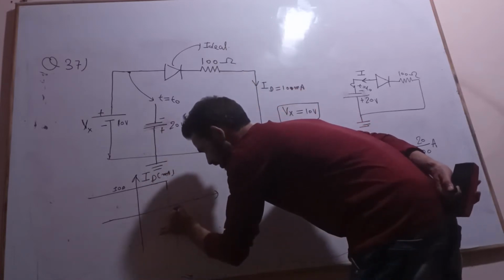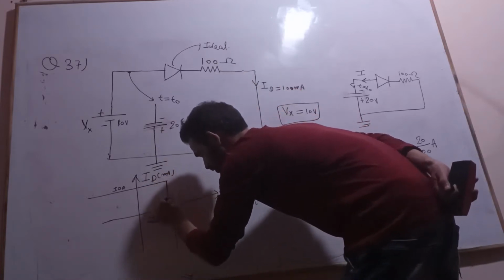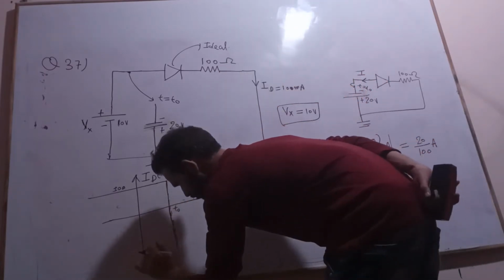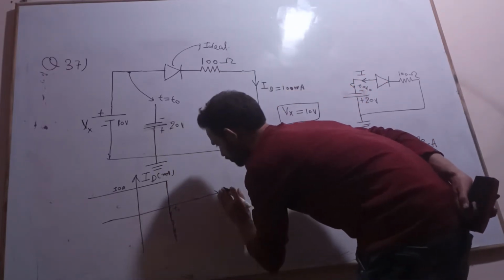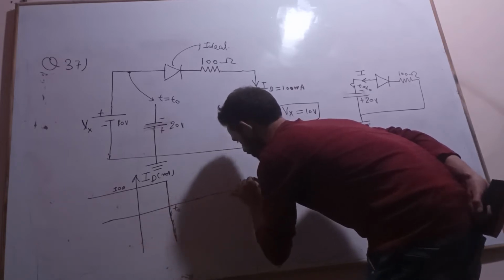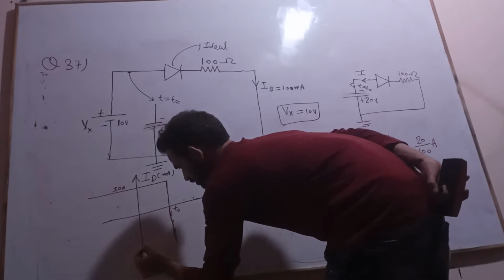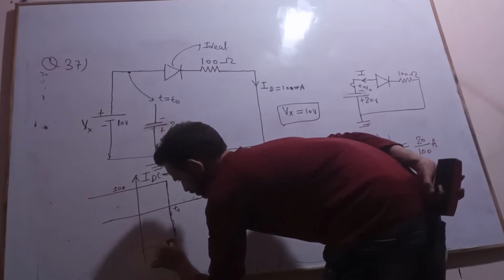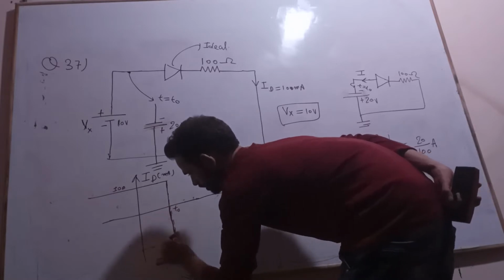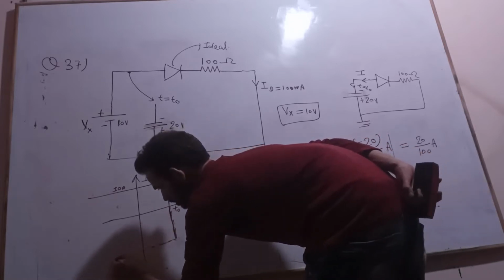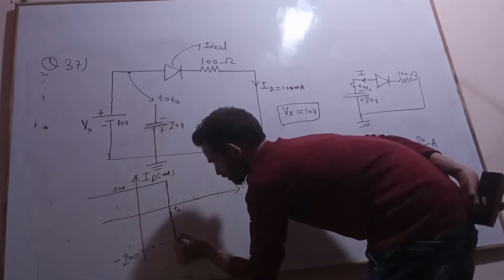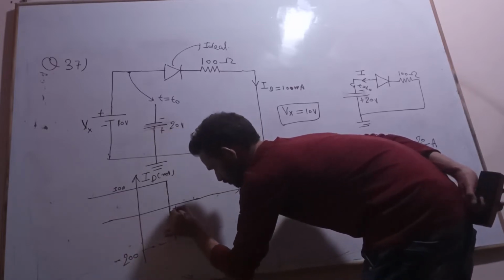Instantaneously, at this t naught, the current will continue to flow, because of minority charge carrier storage. Up to t is equal to t naught, how much is this? This is 200. Yes, so now this is my t naught.